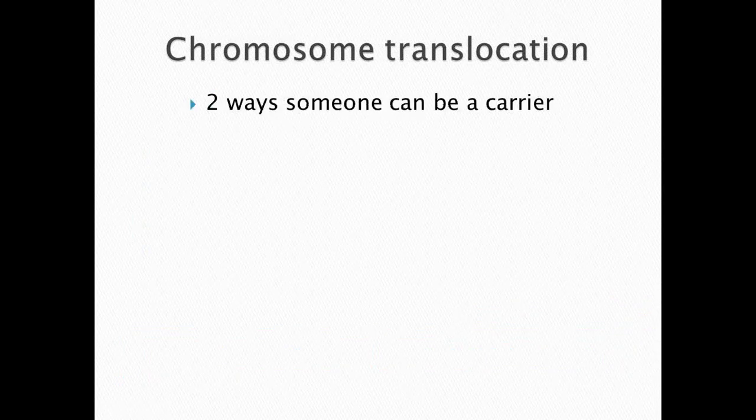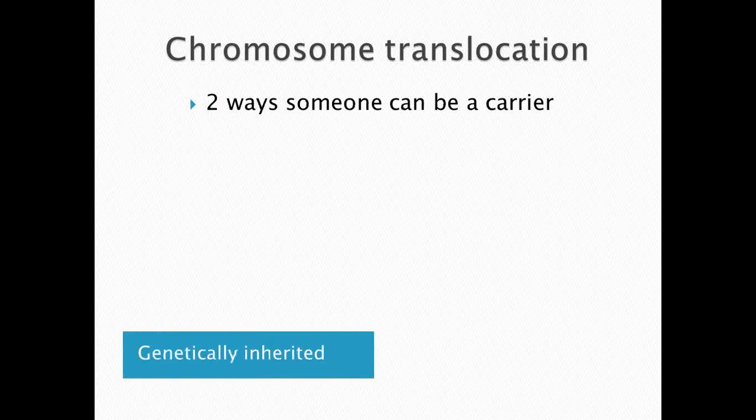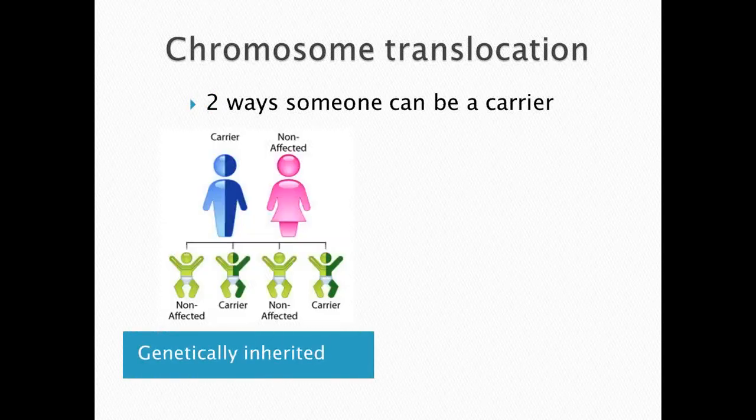There are two ways in which someone can be a carrier of a chromosomal abnormality such as translocation. First, because half of our chromosomes are acquired from mom and half from dad, it's extremely easy for abnormalities to be passed from parent to offspring.